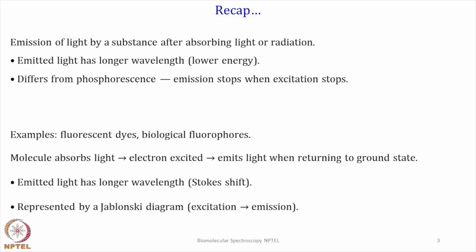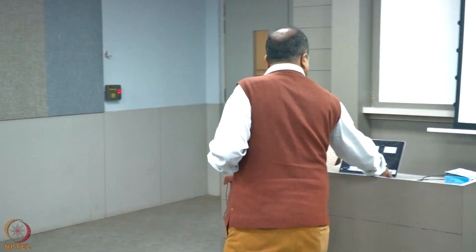So, the concept is the molecule absorbs the light, goes to the excited state, emits the light while returning to the ground state, that is the fluorescence, and the emitted light has a longer wavelength, that is called Stokes shift. It is represented very nicely in a conceptual form by this diagram that we call the Jablonski diagram. So, Jablonski diagram is an excellent way of representing it.